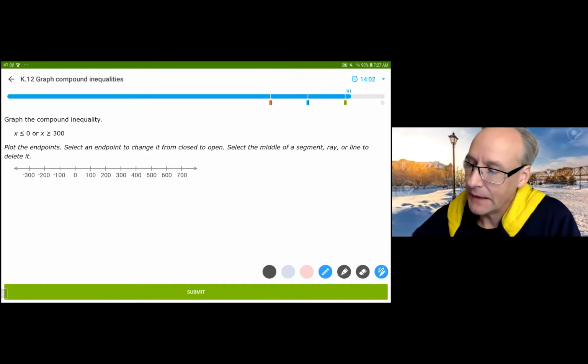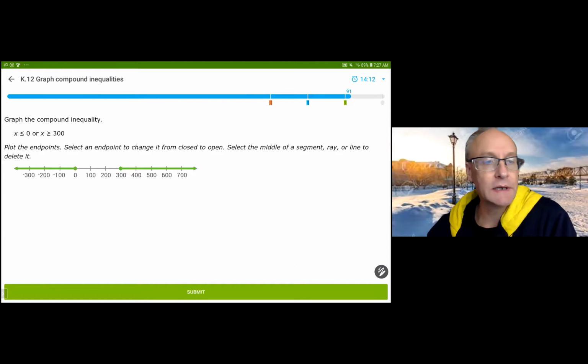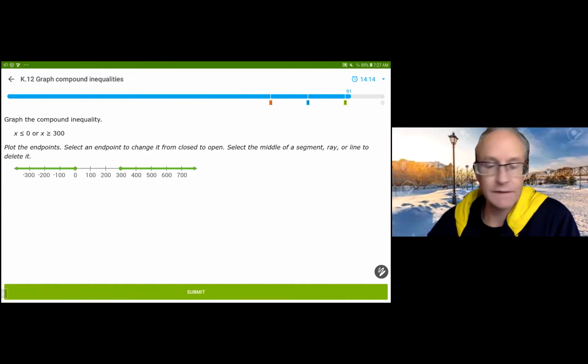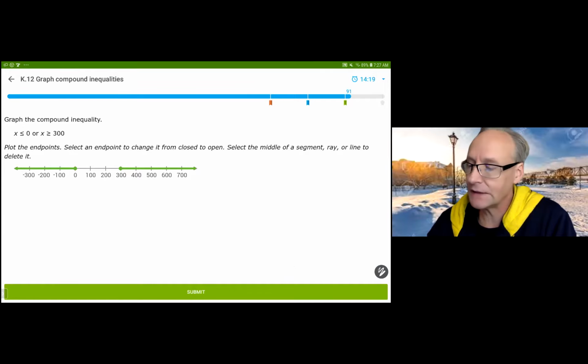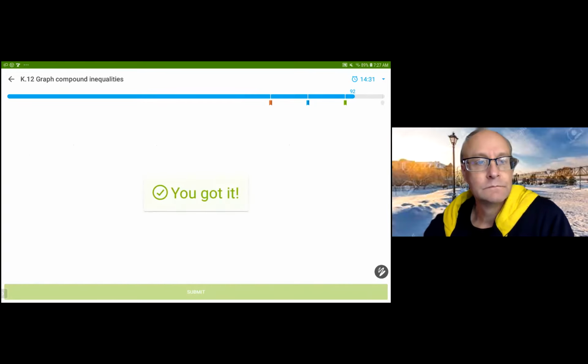All right, x is less than or equal to 0. That's these guys. And x is greater than or equal to 300. And it could be either one. So it could be all of these on the bottom, on the left. It could be all of these on the right. The only things that are not true are the ones between 0 and 300. And you can see that 100 is not less than or equal to 0 or greater than or equal to 300.